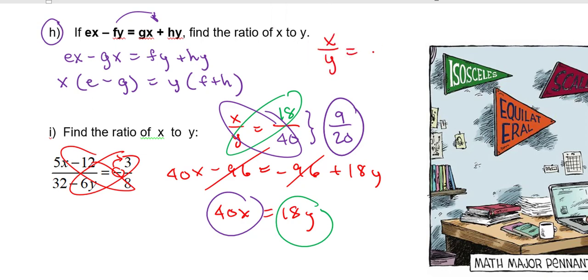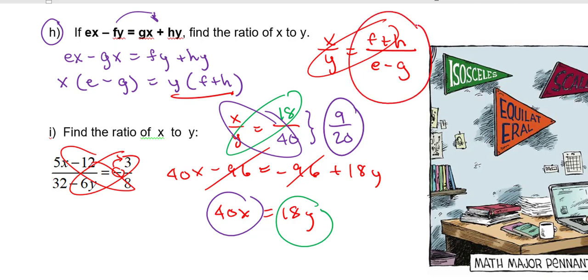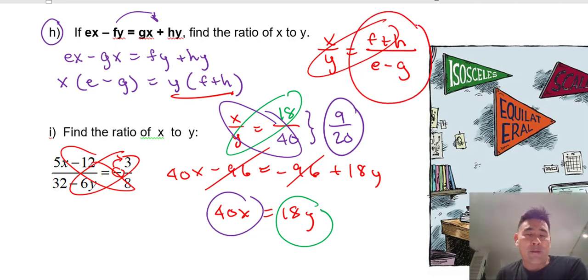You have to ask yourself, what times the y is going to give me this? So it's going to be f plus h on the top, and then it's going to be e minus g on the bottom. So that would be the answer to a tough problem, problem H there.